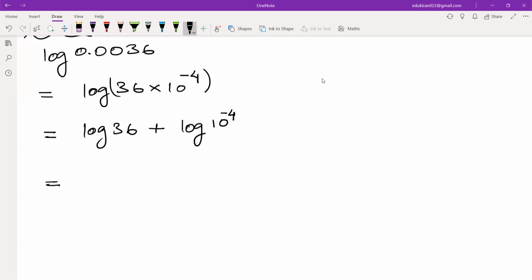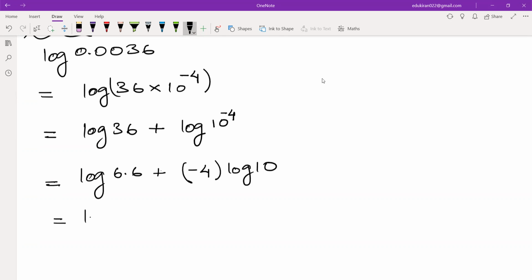Then you can write 36 as, how can I write 36? 4 into 9, or 6 into 6? 6 into 6. Now this -4 will come forward and it will become -4 into log of 10.